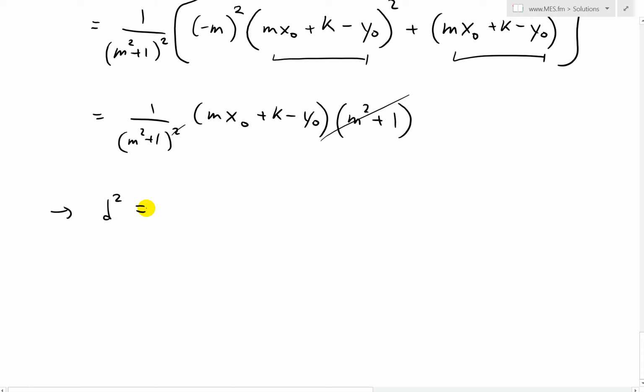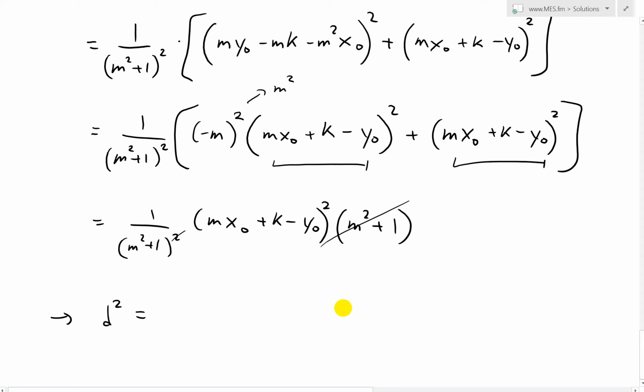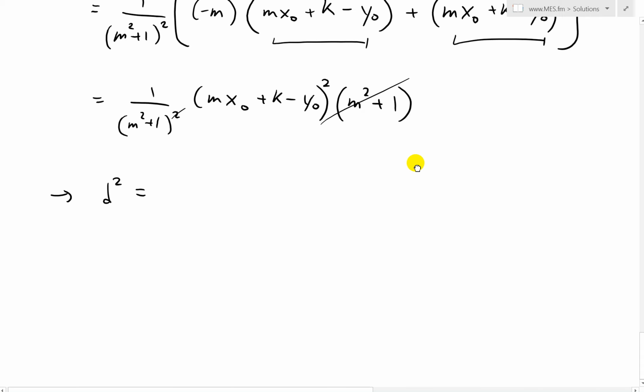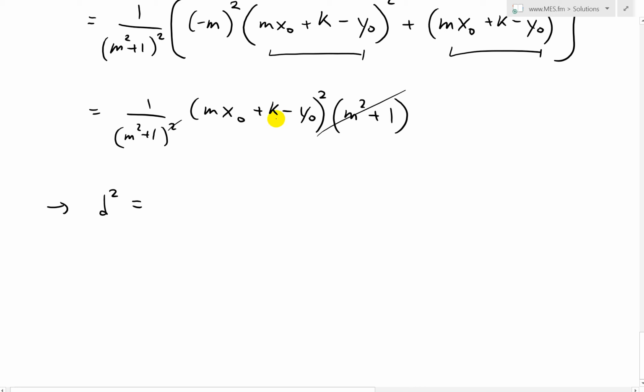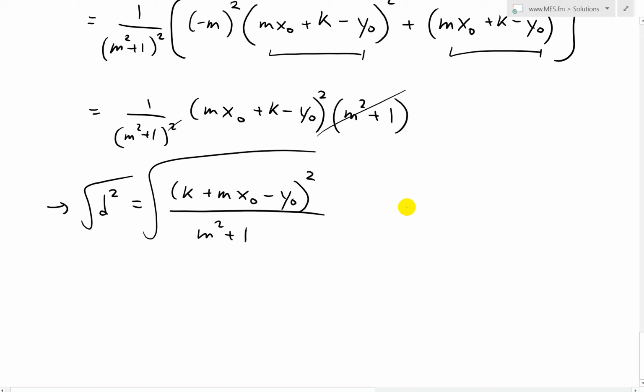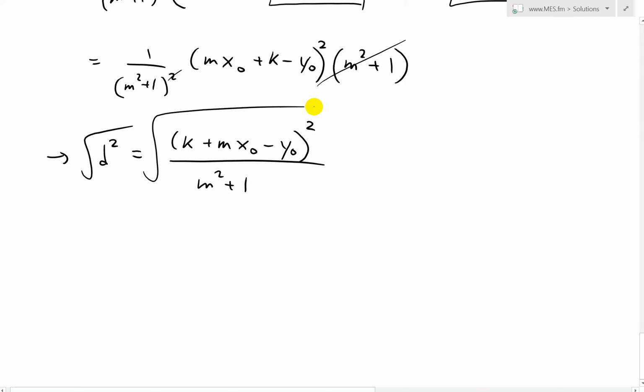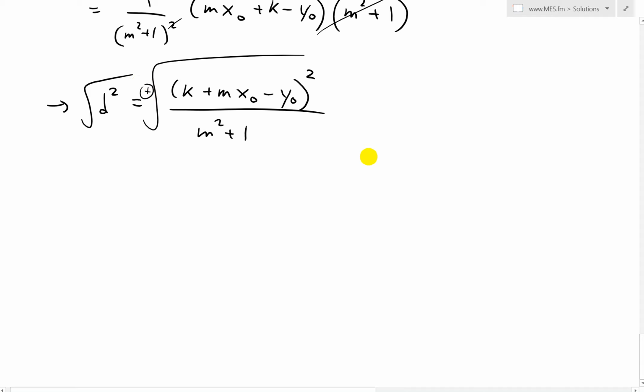So d squared is equal to, and over here I forgot the squared there. So we factor out the whole squared thing, remember the square there, and we get m squared plus 1. Those cancel. And also it's usually written with a k in front, so I'll write this as (k + mx0 − y0) squared over m squared plus 1. Now it's not squared anymore there. So now we'll just square root both sides, and we only want the positive of it because it's a distance. So we get just a positive over there instead of the negative.